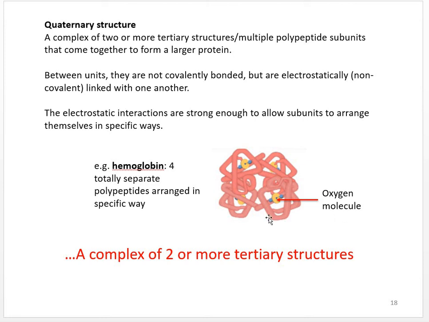If something is wrong with one of these polypeptides, or one of the amino acids in one of these polypeptide chains, this hemoglobin will not be able to function to carry the oxygen. It's going to be a disaster. It's going to be a special type of anemia. Well, don't go into details, enough for now. Anyway, the summary is very simple: a complex of 2 or more tertiary structures.